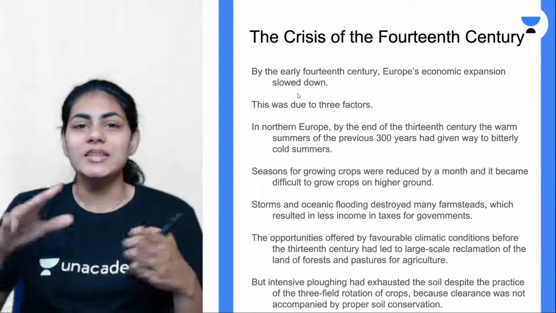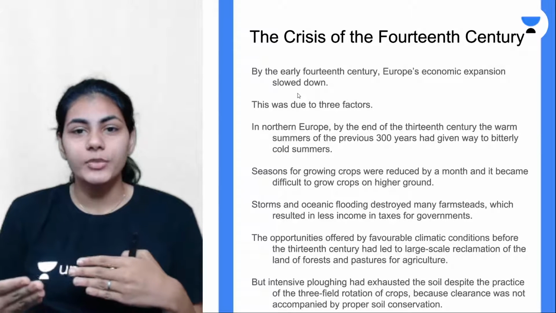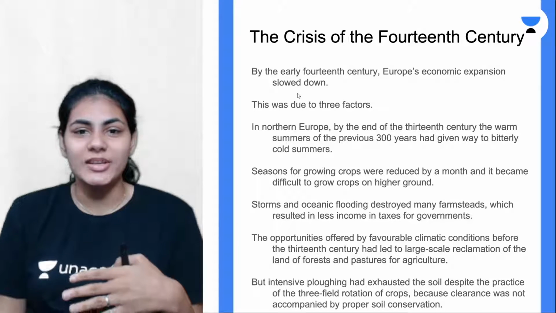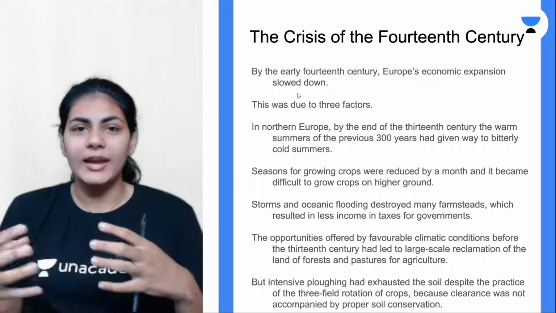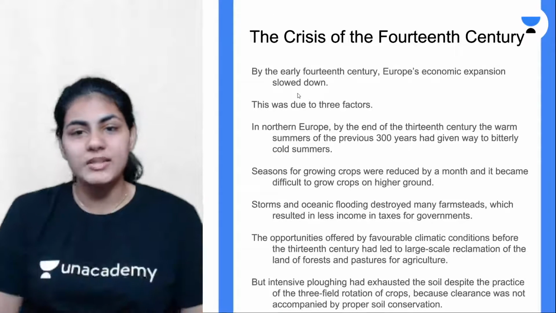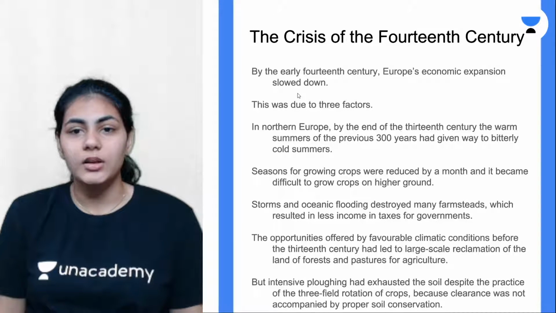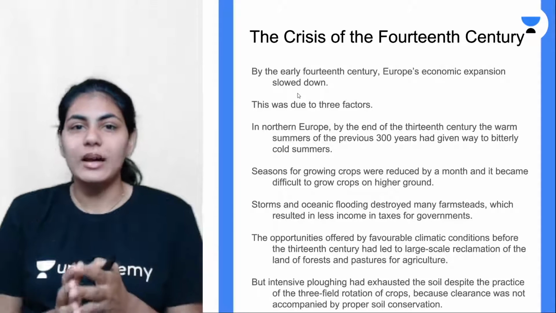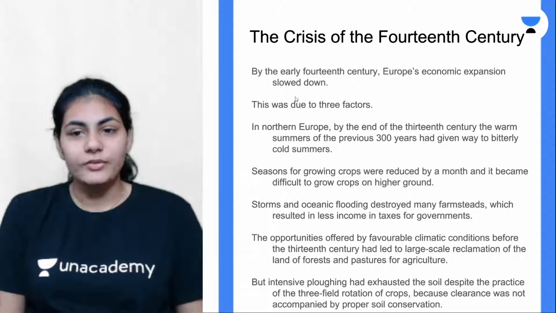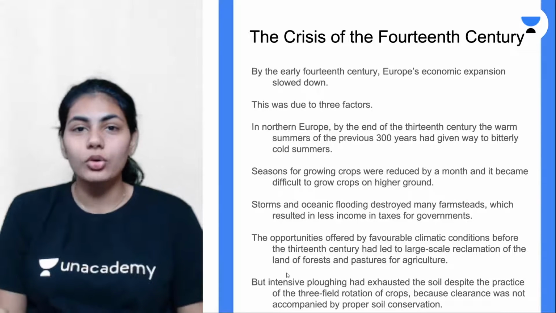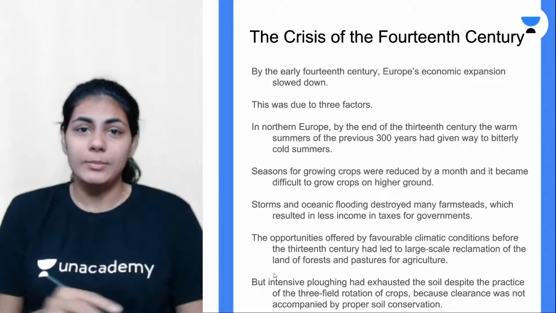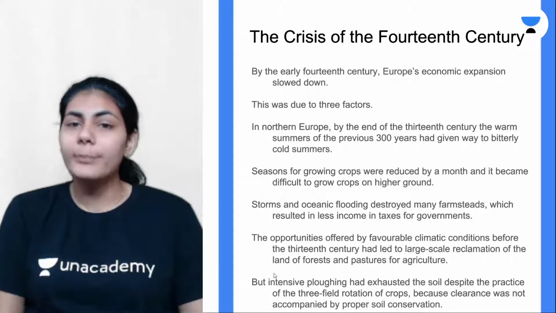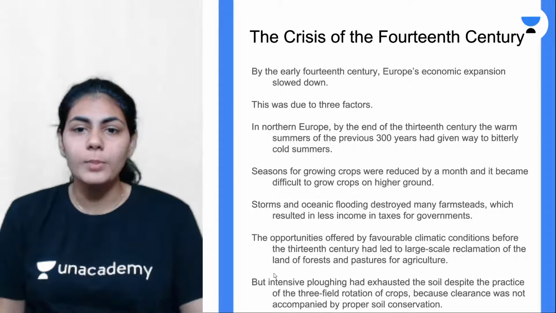But once again, the situation is reversed here. In the 14th century, or by the end of the 13th century, all of these warm climates, warm summers, started disappearing all of a sudden. Again the same old bitter cold started coming in. Because of that, obviously you can't grow crops all around the year because the soil is frozen most of the time, and it becomes difficult to grow crops.